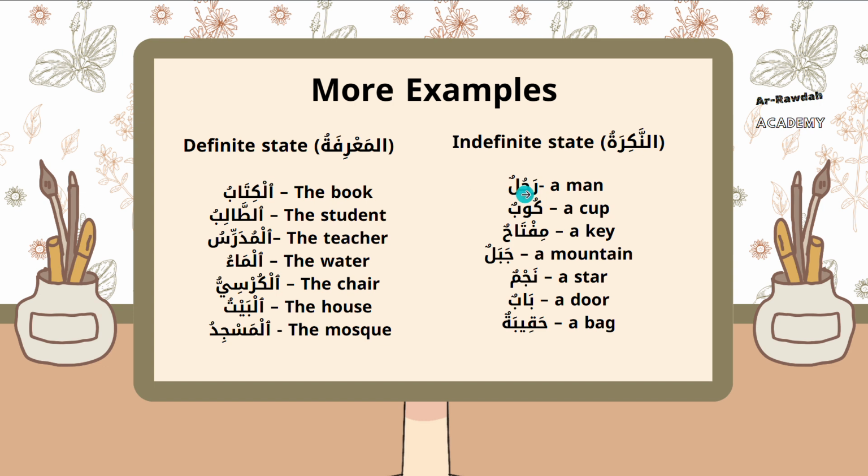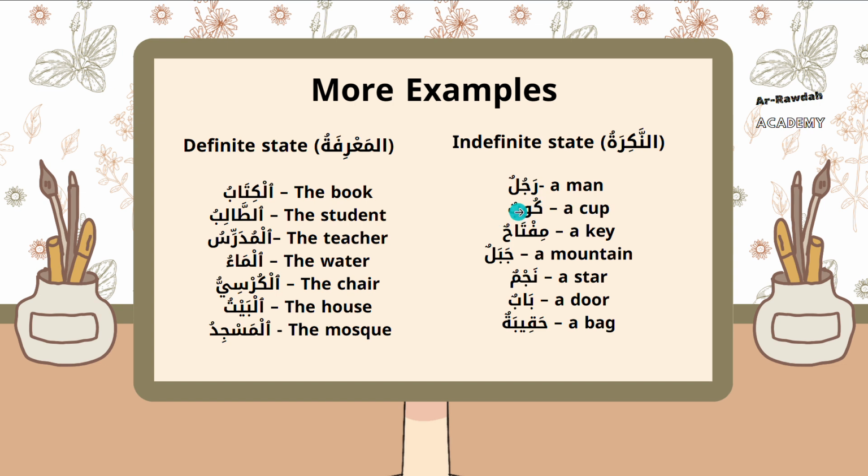So let's express these indefinite nouns in definite case. We have rajulun, a man. If we want to turn it to the man, what do we say? We say ar-rajulu. Not ar-rajulun, ar-rajulu. Because if the alif and lam is attached, it becomes a definite noun, and the last letter will carry a single vowel sign.